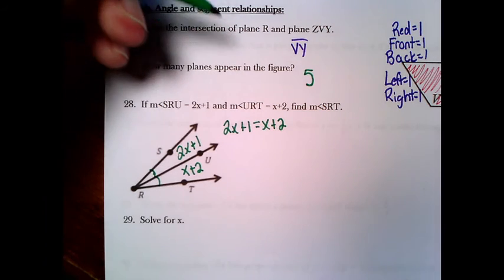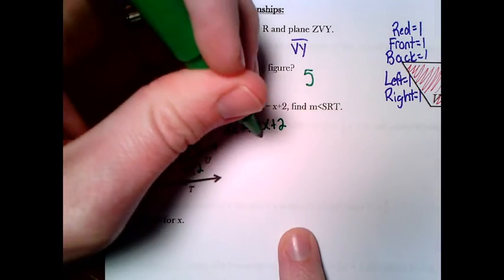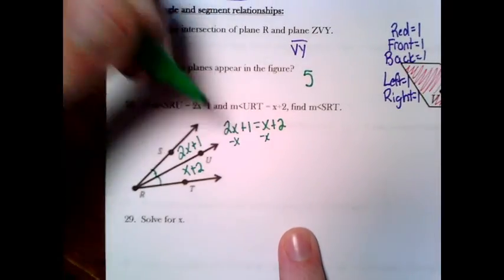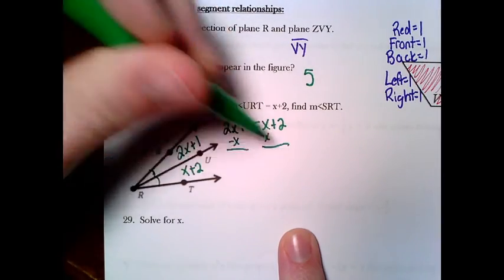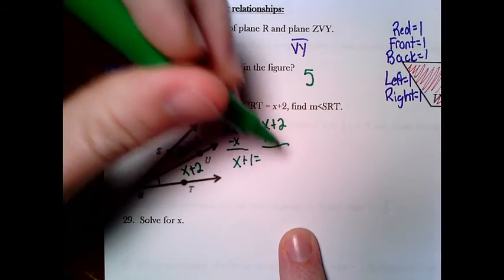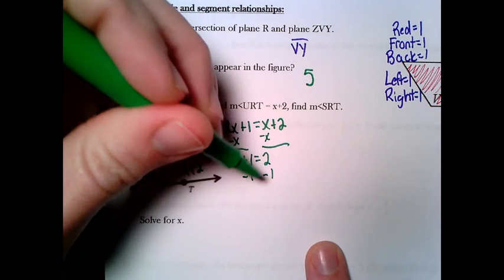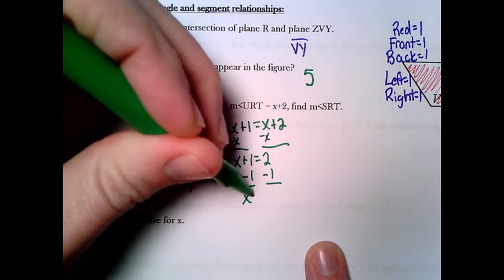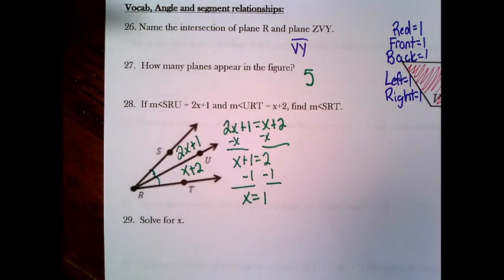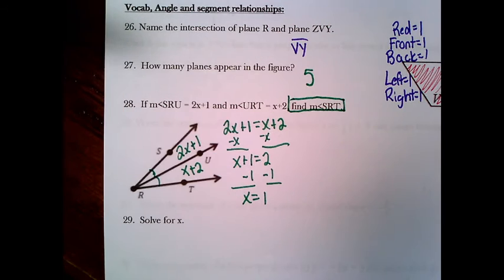Okay. And let's subtract x on both sides first. So that gives me x plus 1 equals 2. Subtract 1. That gives me 1. But the question, and remember, this is the big change from algebra to geometry.